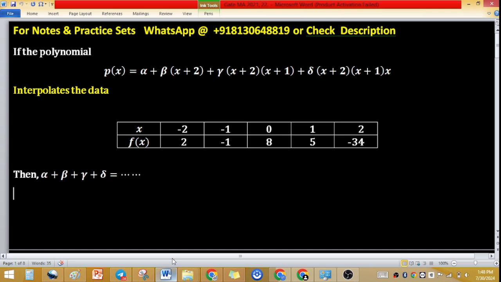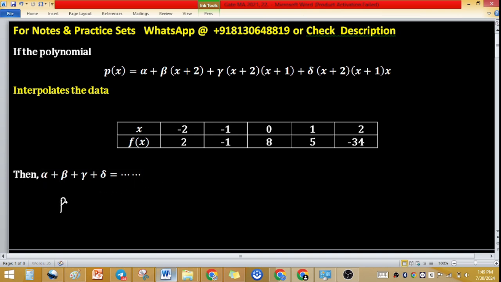It is given that the polynomial shown on the screen interpolates the data given in the table. We have to find the value of alpha plus beta plus gamma plus delta. The polynomial interpolates the data, which means if we put an input into the polynomial, we get the corresponding output.